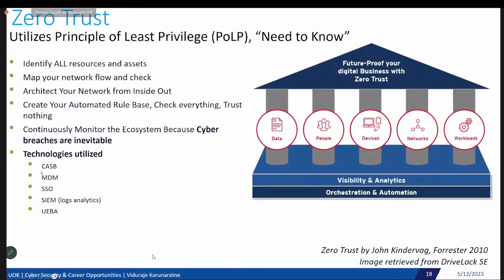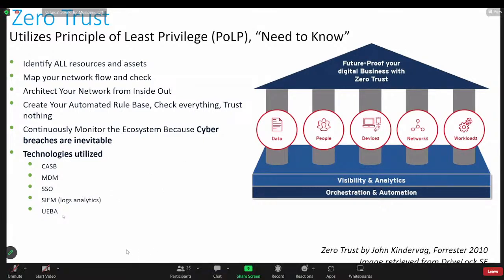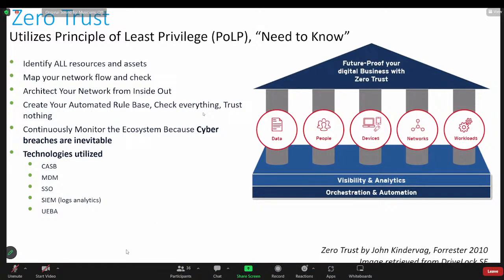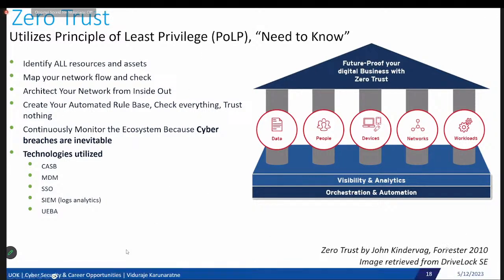So to do this, we use these technologies: CASB, Cloud Access Security Broker; MDM, Mobile Device Management, which is for devices; then SSO, Single Sign-On, to make sure that it is you who is signing in; SIEM, Security Information and Event Management, to see how things are going on and to take action; and UEBA, User and Entity Behavior Analytics. So if I was logging in from a different location, UEBA will trigger.